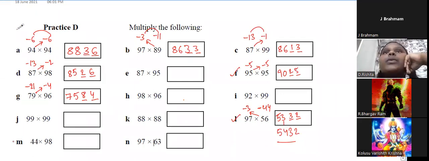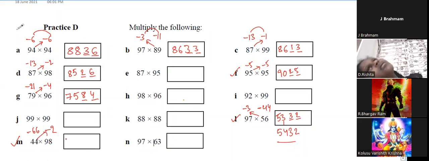Sir, again me, sir. Not Varshit Krishna, Varshit. Yes, sir. M. 44 into 98. Sir, base is 100, sir. Okay. For 98, it's minus 2. And for 44, it's 66. Wait, don't speak while explaining to one person, why are other persons speaking? Sir, 66, sir. Okay, minus 66. And 44 minus 2 equals 42, sir.